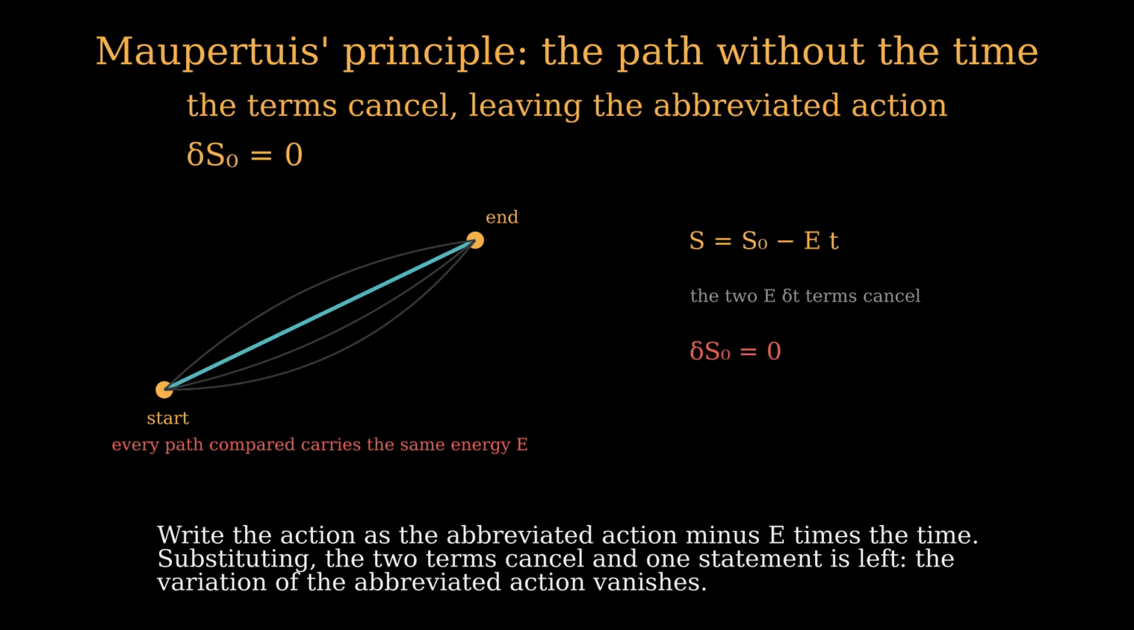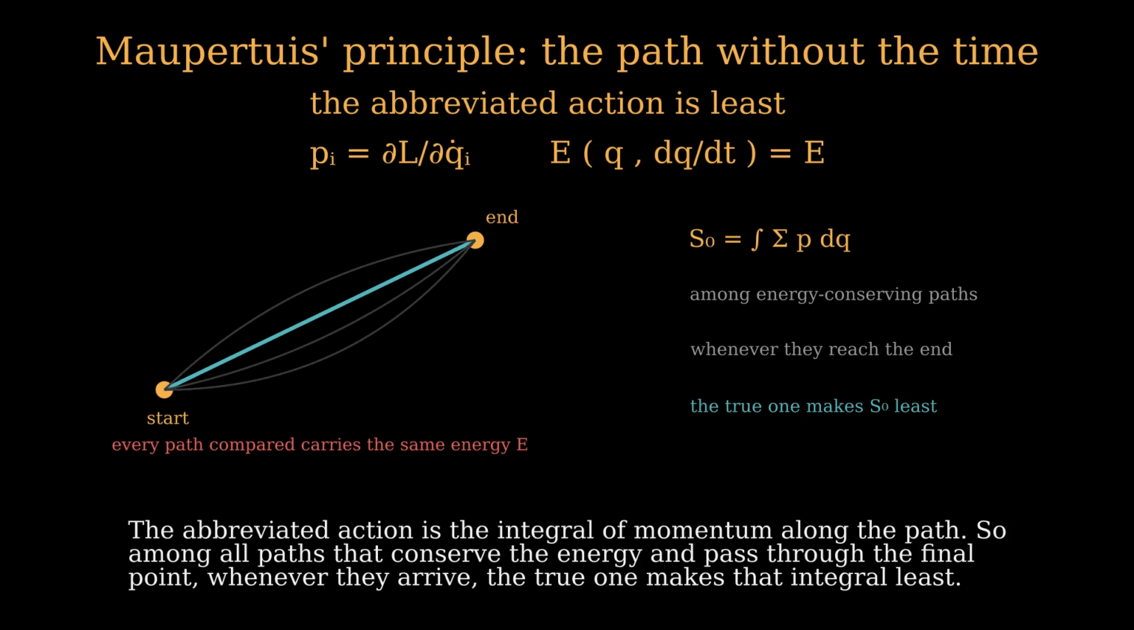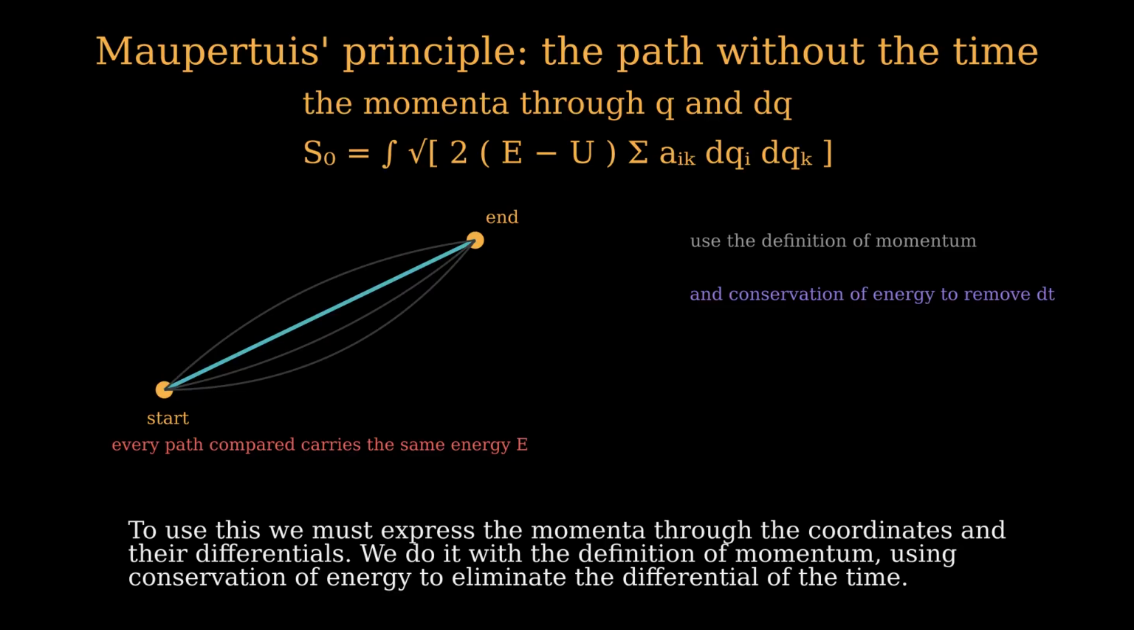Write the action as the abbreviated action minus E times the time. Substituting, the two terms cancel and one statement is left. The variation of the abbreviated action vanishes. The abbreviated action is the integral of momentum along the path. So among all paths that conserve the energy and pass through the final point, whenever they arrive, the true one makes that integral least. To use this, we must express the momenta through the coordinates and their differentials.